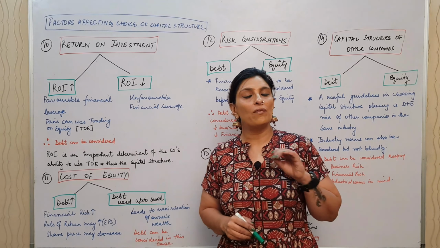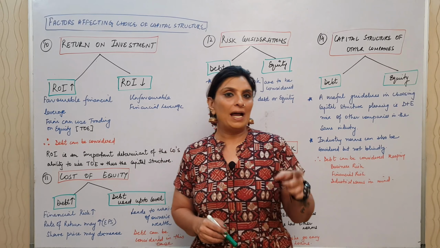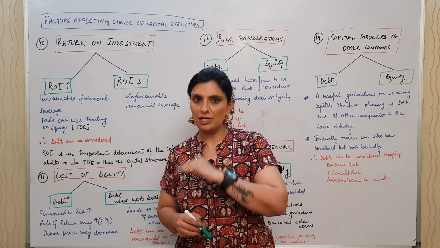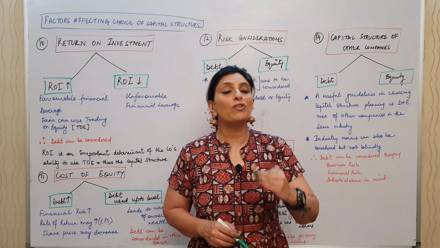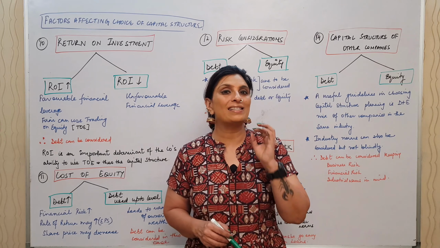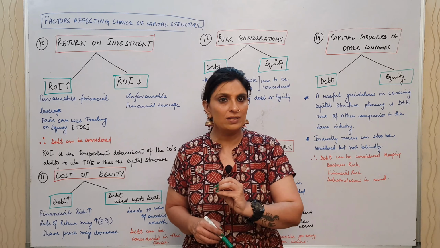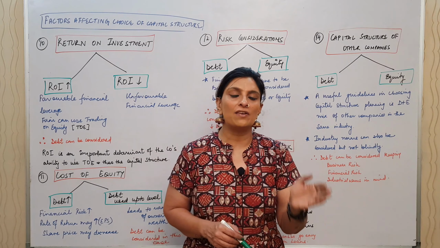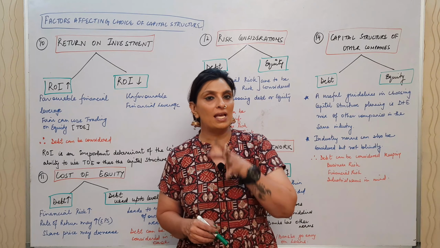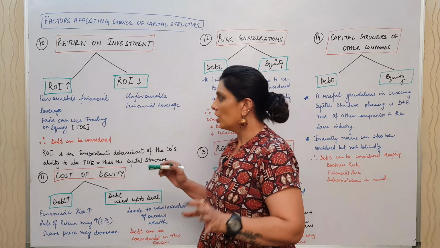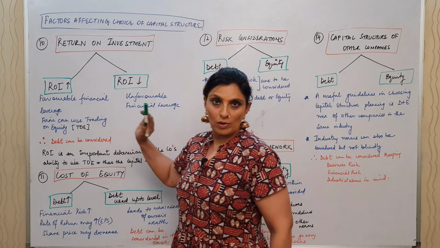When we talked about financial leverage, we talked about two things: favorable and unfavorable financial leverage. So we talked about return on investment. There were two conditions. One, that return on investment, that is profit, should be more than the rate of interest. In case it is more, it is favorable financial leverage. In case return on investment, that is profit, is less and the rate of interest is more, it is unfavorable financial leverage.